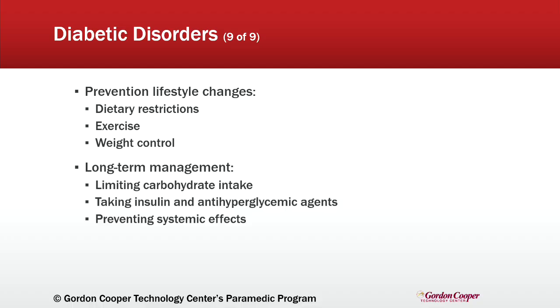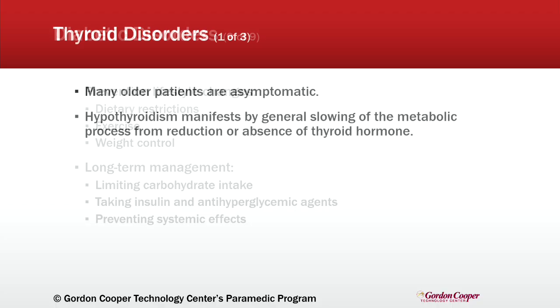Of course, a lot of talk to this point has been about diabetes and its impact on other diseases and illnesses. So preventing type 2 diabetes is going to involve lifestyle changes like diet restrictions, regular exercise, and getting weight under control. Long-term management is going to include limiting carbohydrate intake, and the patients may actually need insulin or oral anti-hyperglycemic medications. Preventing complications requires aggressive wound care, frequent kidney function tests, and managing neuropathy related pain.